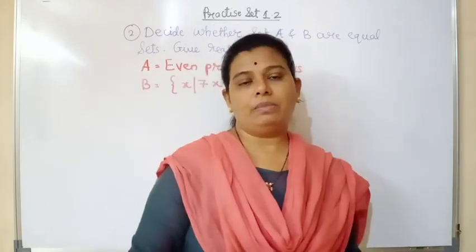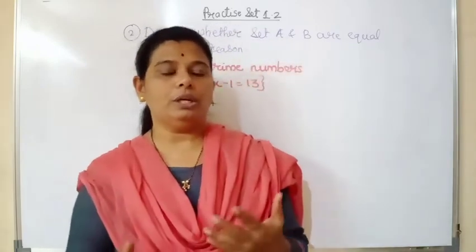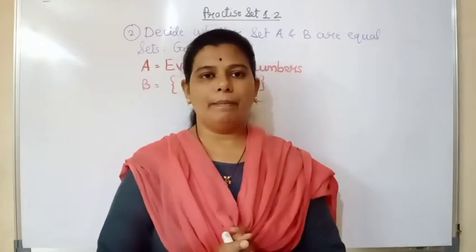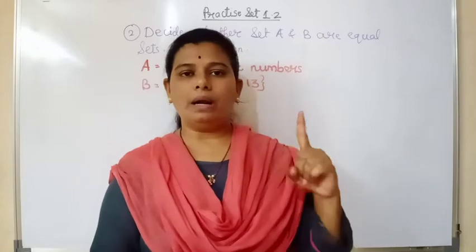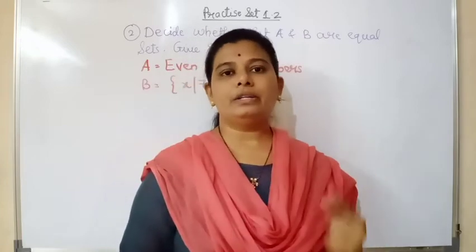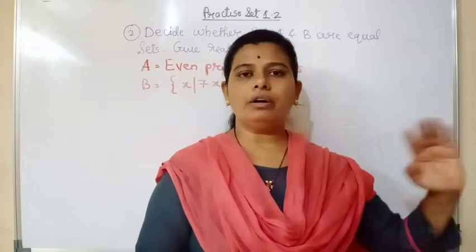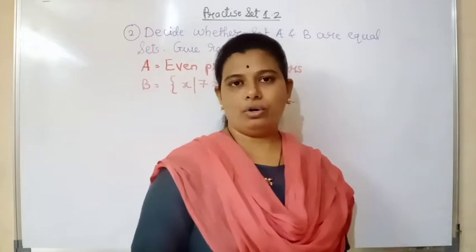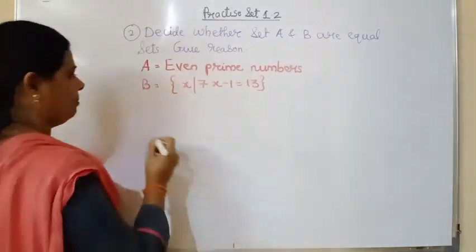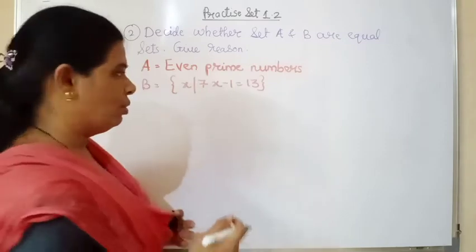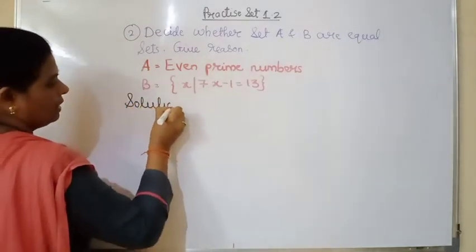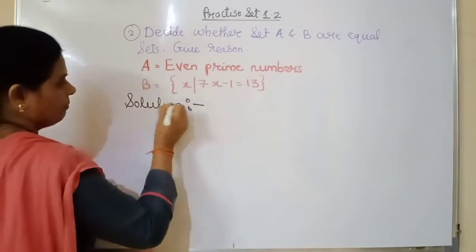Among these prime numbers, if we observe them carefully, you will understand that all the prime numbers are odd numbers except only one prime number, which is even. All remaining prime numbers are odd numbers. So which is this even prime number? This even prime number is 2. So we will write it, that is, solution. First of all, don't forget to write this solution.